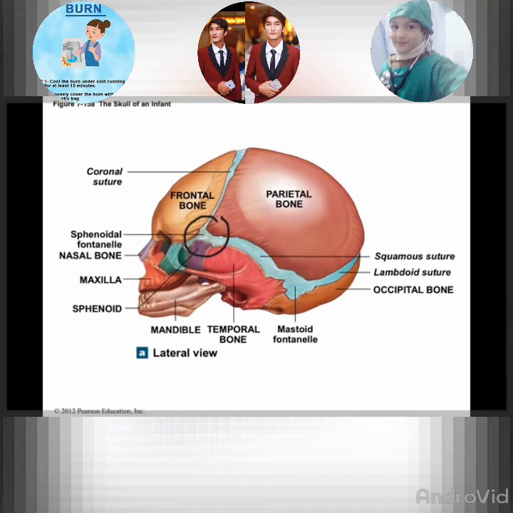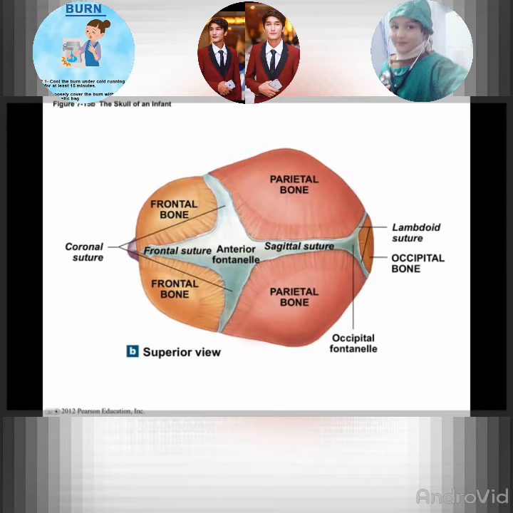We need to know where those structures are. Where the coronal suture meets the squamous suture, we have the sphenoidal fontanelle. Where the squamous suture meets the lambdoidal suture, we have the mastoid fontanelle. On this superior view, we see where the coronal suture meets up with the sagittal suture in this large fontanelle that's called the anterior fontanelle.